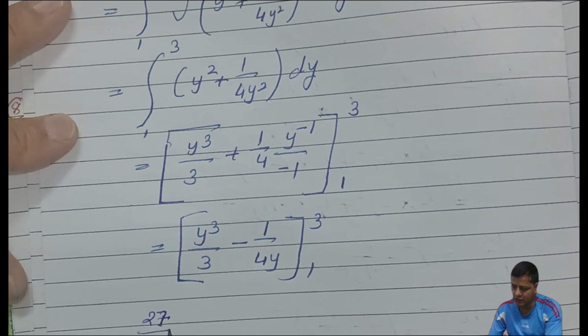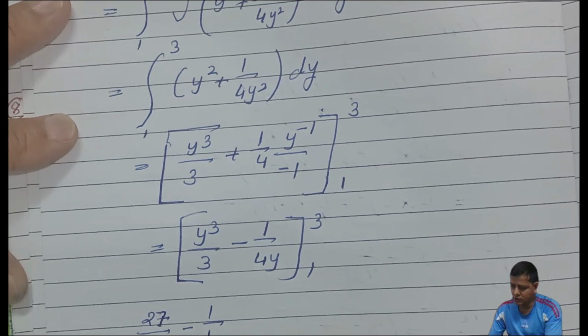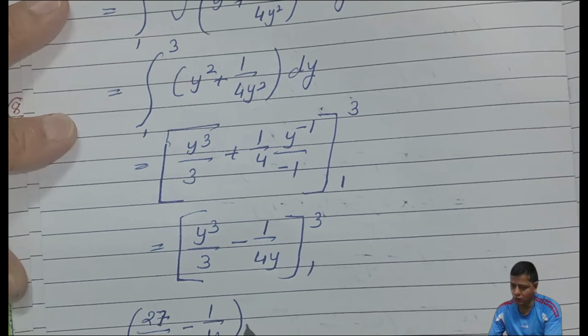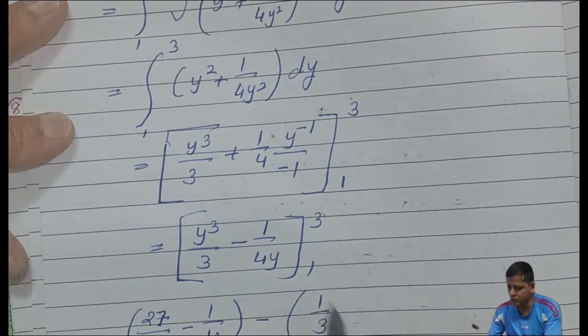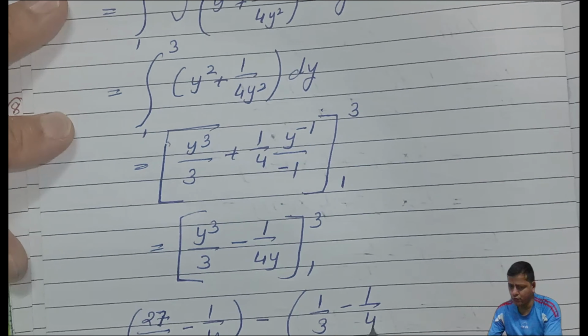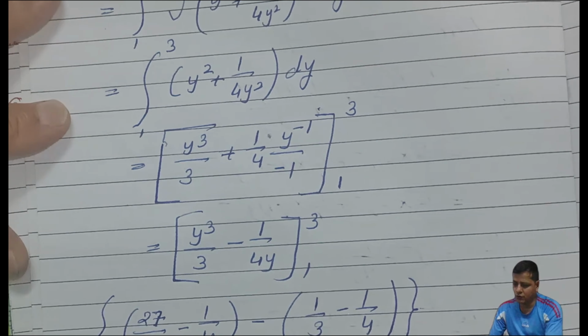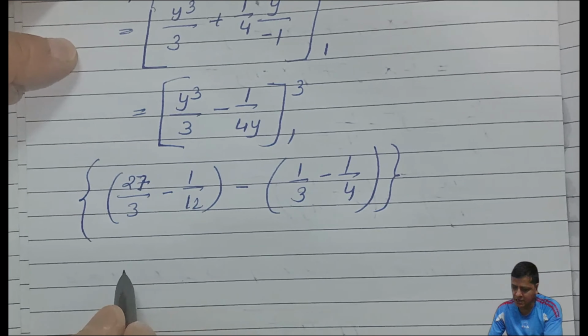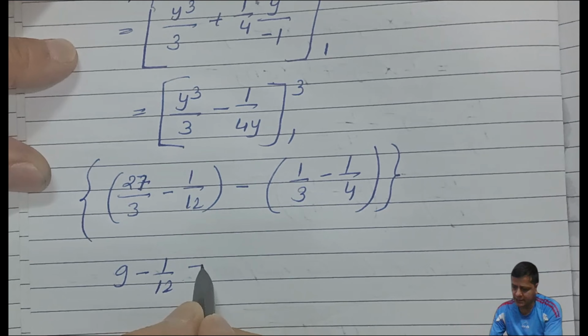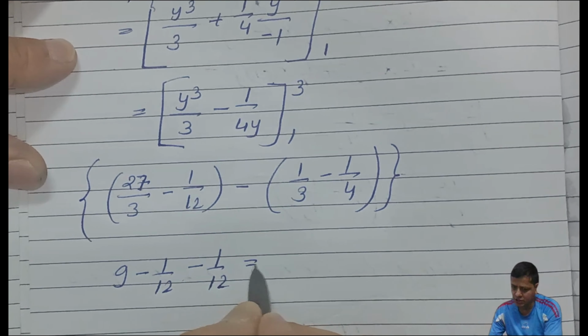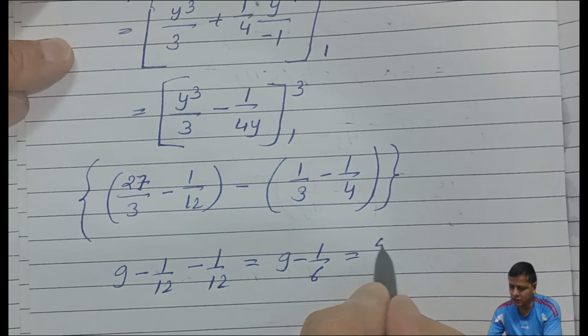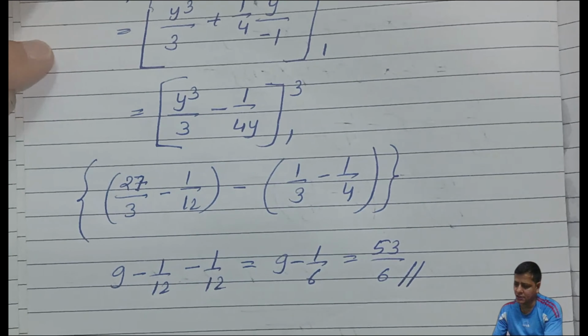So you get here 27 like earlier, and then divided by 3, that's minus 1 by 12, because 4 into 3 is 12. This is what you got in one case, and you subtract with the other, where you replace with 1 by 3, so minus 1 by 4. If you simplify this whole equation, what do you get? You get 9 minus 1 by 12, then minus 1 by 12, which is nothing but 9 minus 1 by 6, which is nothing but 53 by 6. So that's the answer we got.